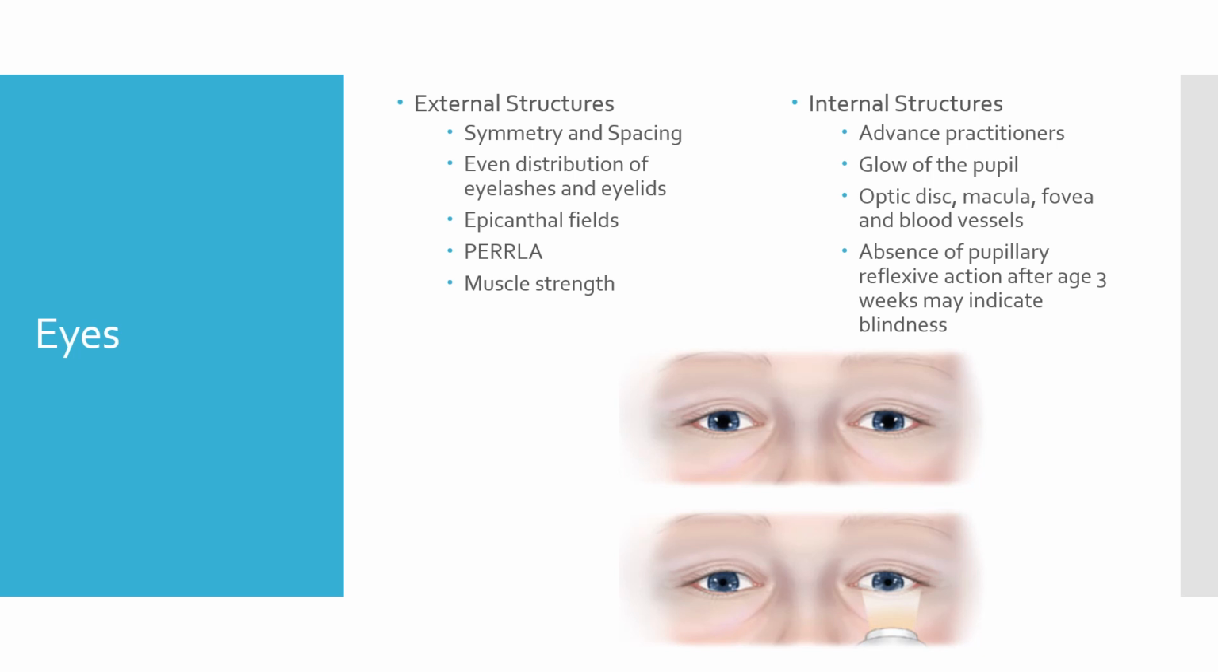The internal structures are usually assessed by that advanced practitioner. So the glow of the pupil, optic discs, absence of pupillary reflex action that happens after 3 weeks may indicate some type of blindness. So it's nothing that you as a nurse will be looking at, just being aware that those are some of the things that they are looking for when they do the examination on the eyes.